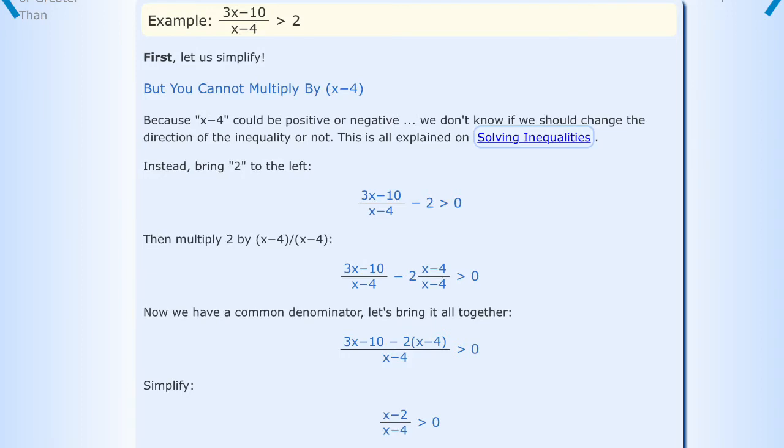First, let's simplify. But you cannot simplify by x minus 4 because x minus 4 could be positive or negative. We don't know if we should change the direction of the inequality or not. This is all explained in solving inequalities. Instead, bring the 2 to the left, then multiply 2 by x minus 4 over x minus 4 again. Now we have a common denominator. Let's bring it all together and then simplify.